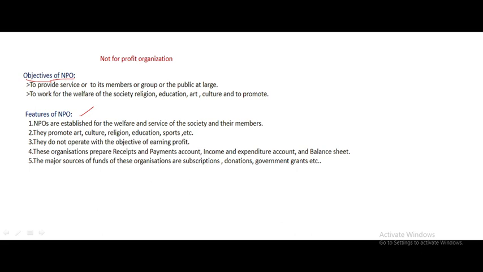Financial statements of NPO include receipts and payment account, income and expenditure account, and balance sheet. The major source of income of NPOs are subscription, donation, government grant. These are the major sources of income in NPO. Okay.